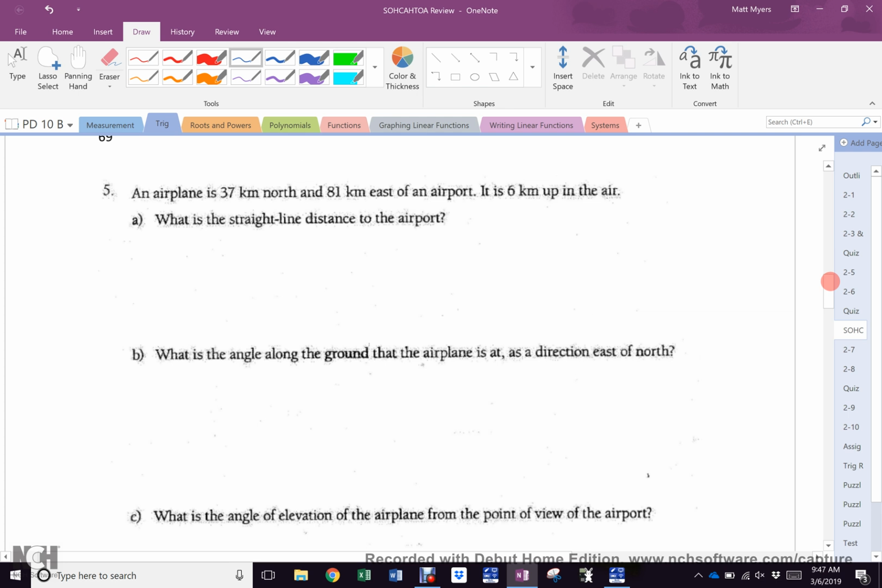Now, a great many people were bothered by the airplane question. Let us explore the airplane question. First, let us explore the airplane question on paper. Here is the airport. The airport lives where? On the ground. The airplane is 37 kilometers north and 81 kilometers east. If the airplane were on the ground, where would it be? Right there. How would you tell how far away from the airport the plane is?